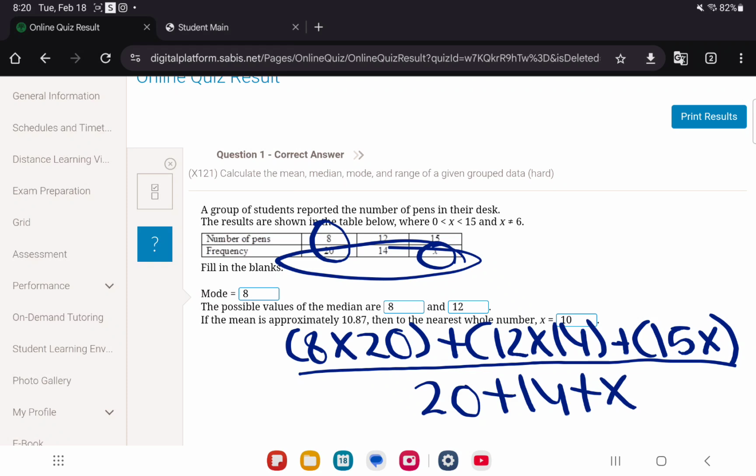Now I'm going to do it on my calculator. You guys can also do it on your calculator. Do 8 times 20 plus 12 times 14. That's it, because 15x is just plus 15x. You get 328. I'm going to put it here because I don't have space there. So 328, wait.